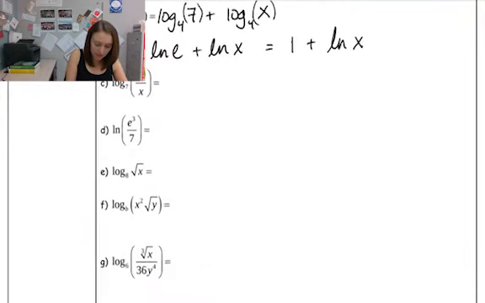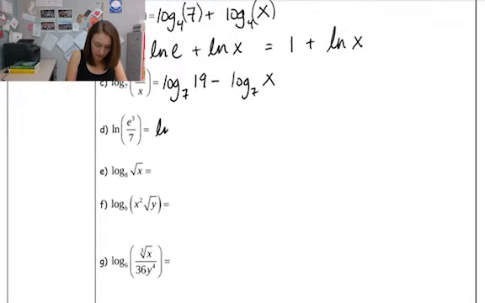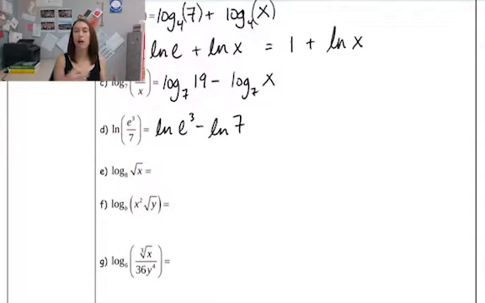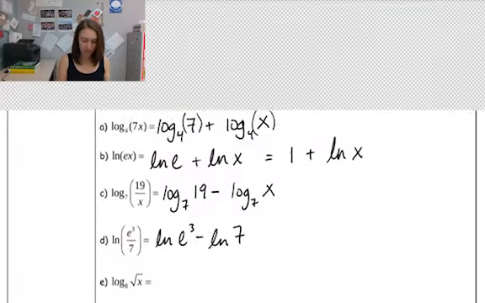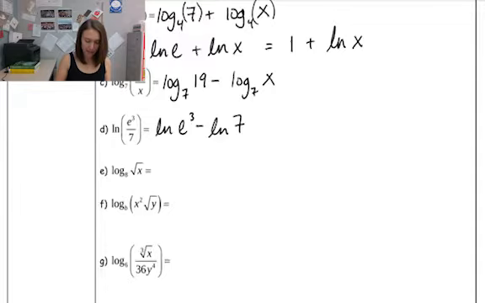All right, so our second property, log base 7 of 19 minus log base 7 of x. So anything in the denominator ends up as the negative log. This one we're going to do in two separate steps. So we have the ln of e to the third minus the ln of 7. So using our second property that we learned, which is the quotient rule, we get this here.